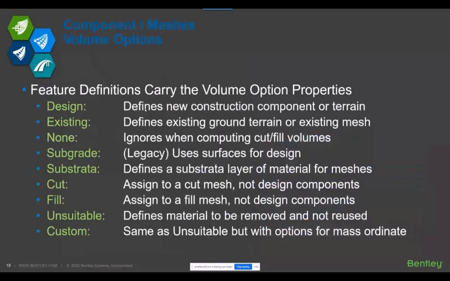So this is a very good slide, and basically it's our volume options. So obviously, design, pretty explanatory. Our existing ground, our existing mesh, just going to point that out. None, just ignore it. I just don't want it to contribute. Maybe it's a Jersey barrier. I just don't want it to be included within the earthwork. It's already been contributed. I don't want it to be there.